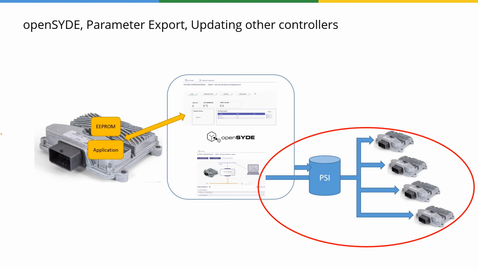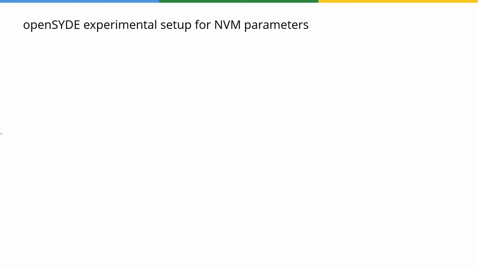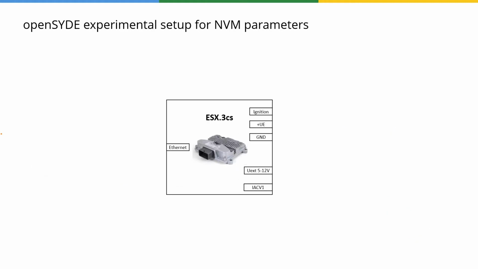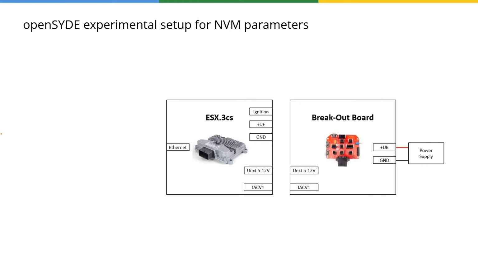Our experimental setup consists of a controller ESX3CS from a starter kit, which is powered via the breakout box. During the video, we will demonstrate a measurement, and for this we can connect a voltage output to a measurement input on the breakout board.